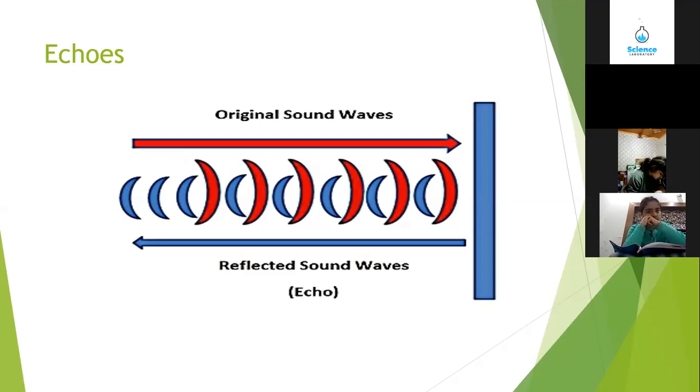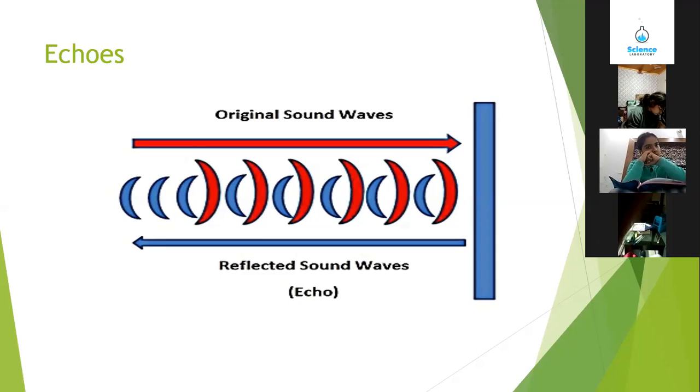As we have discussed in light, light reflects back with the same angle when it hits a smooth surface. In the same way, sounds are waves. When these sound waves move, they hit an object and reflect back. That reflected sound produces an echo.